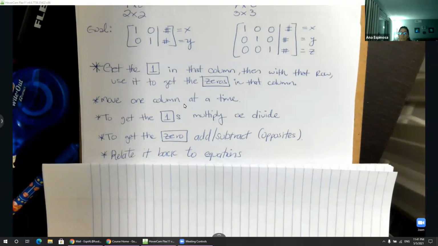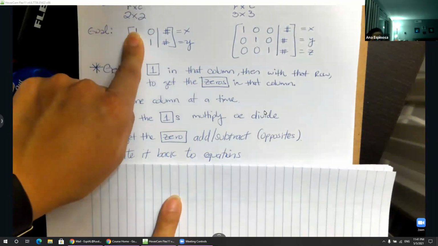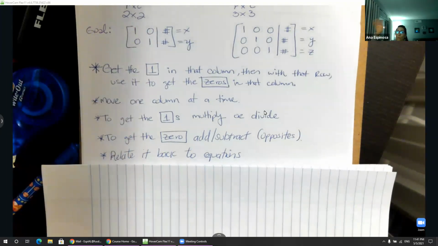The 1s are the easiest. The 1s you just multiply or divide. So if I have a 5 in here, and I want to get a 1, I divide the whole row by 5. Okay, you want to think that every row was an equation. It just got the variables removed. That's basically what a matrix is. There were a whole bunch of equations with a whole bunch of letters that got removed. And that's why you only see the numbers.